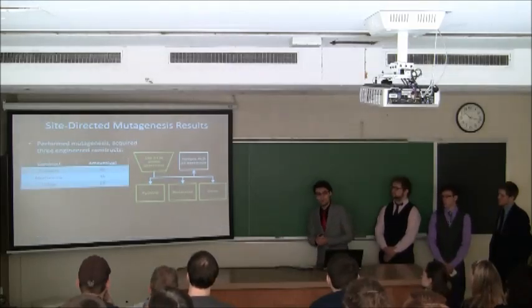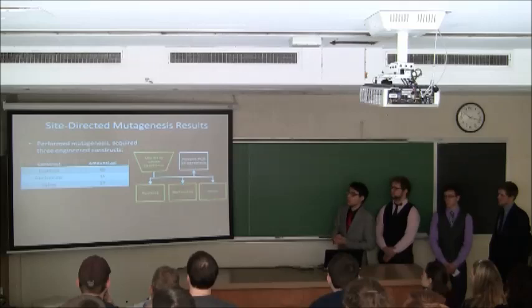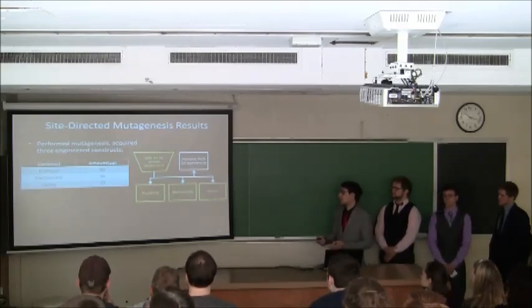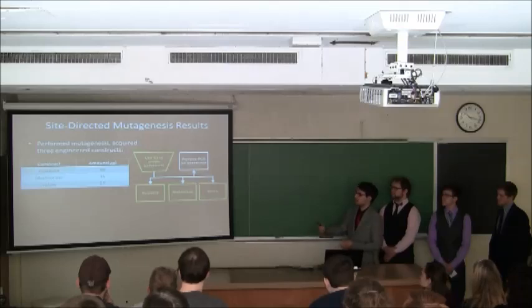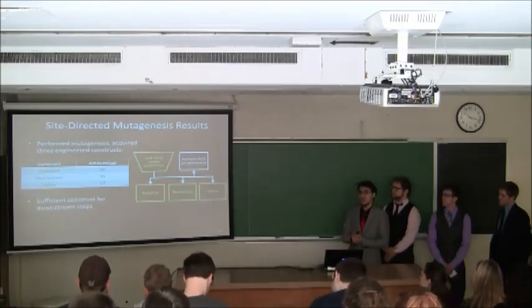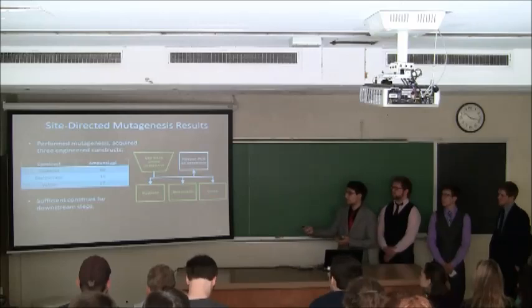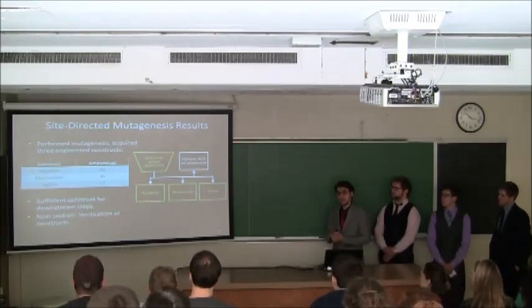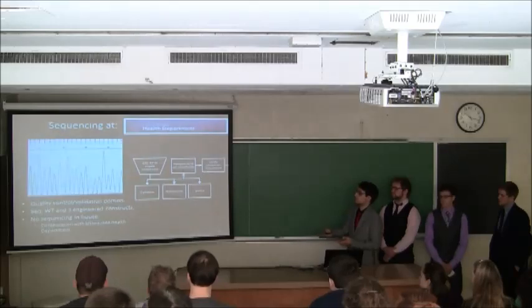So we performed the mutagenesis protocol, and we acquired our 3 engineered constructs. And here's a table of the mass amounts we collected. As you can see, we have sufficient construct for all of our downstream steps. And the next section of our project will involve verification of the construct that we acquired.